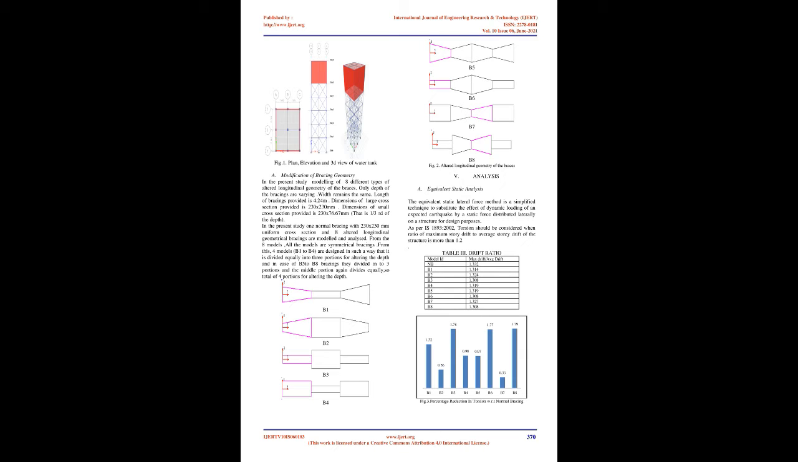1893:2002, torsion should be considered when ratio of maximum story drift to average story drift of the structure is more than 1.2. Table 3. Drift ratio, model ID, max drift / average drift: NB 1.332, B1 1.314, B2 1.324, B3 1.308, B4 1.319, B5 1.319, B6 1.308, B7 1.327, B8 1.308. 1.78 1.77 1.79 1.32 0.98 0.97 0.56 0.33. B1 B2 B3 B4 B5 B6 B7 B8 Fig. 3. Percentage reduction in torsion W.R.T normal bracing.